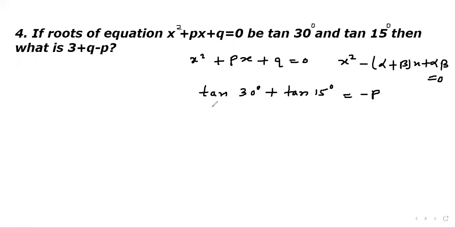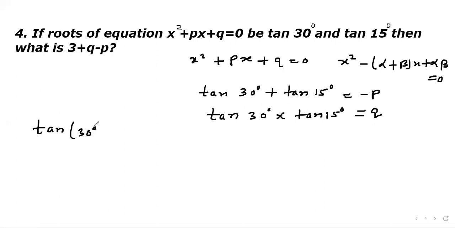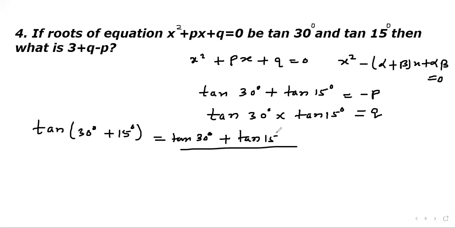And tan 30 degree multiplied by tan 15 degree must be equal to q. So we apply formula tan (a plus b). So tan (30 degree plus 15 degree) will give tan 30 plus tan 15 divided by 1 minus tan 30 into tan 15. This is tan 45 degree.